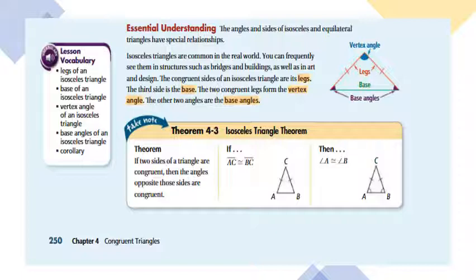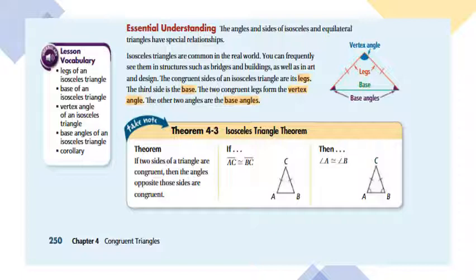Isosceles triangles are common in the real world. You can frequently see them in structures such as bridges and buildings, as well as in art and design. The congruent sides of an isosceles triangle are its legs. The third side is the base. The two congruent legs form the vertex angle, and the other two angles are the base angles. Okay, so let's see next.